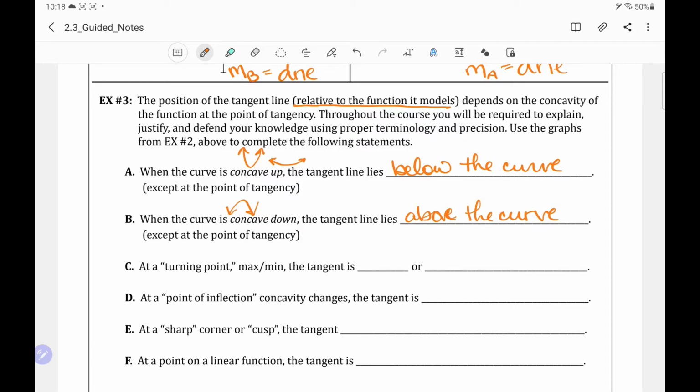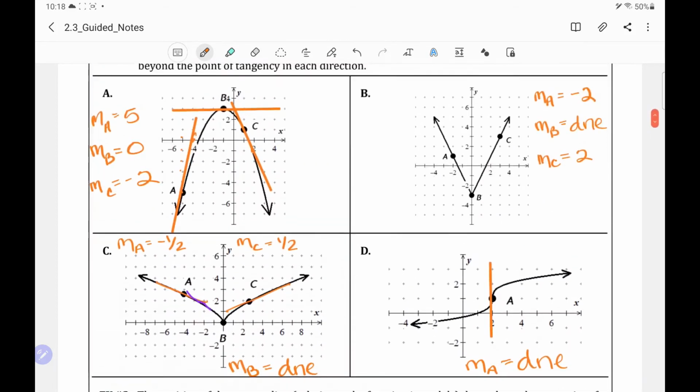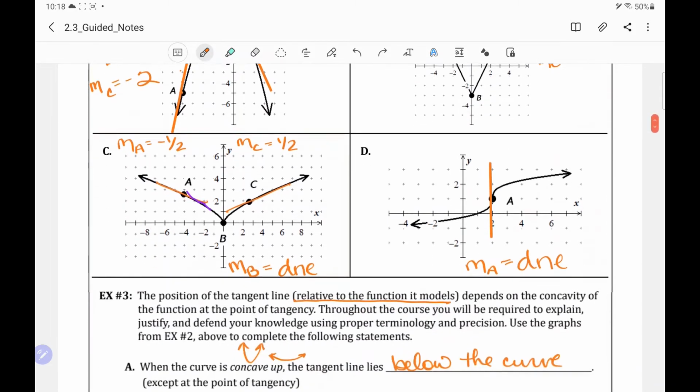Remember, the point of tangency is exactly where we're crossing through. So think about it on A, B, and C. We're crossing through exactly at the point of tangency. And then the rest of the graph is where, look at A, B, and C on graph A. They're all what we would call above that parabola. Okay?